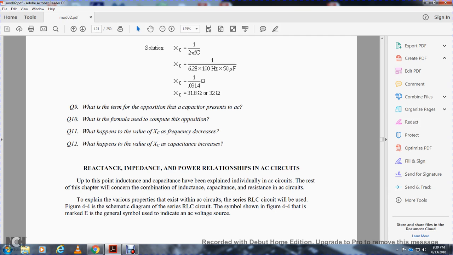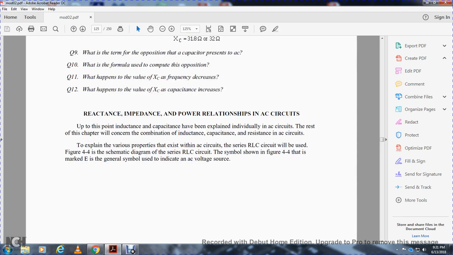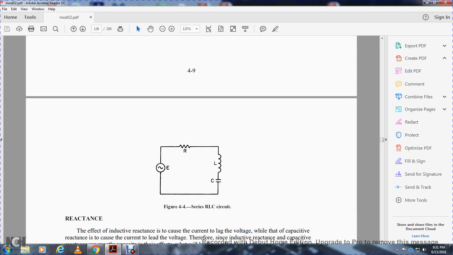Reactance, impedance, and power relationships in AC circuits. Up to this point, inductance and capacitance have been explained in individual AC circuits. The rest of the chapter will be concerned with the combination of inductance, capacitance, and resistance in AC circuits. To explain the various properties that exist in an AC circuit, a series RLC circuit will be used. Figure 4.4 shows a series circuit of a resistor, inductor, and capacitor, with the general symbol indicating the AC voltage source.